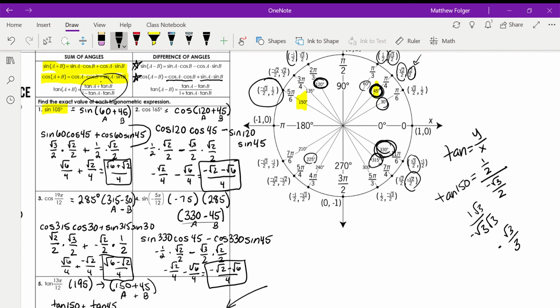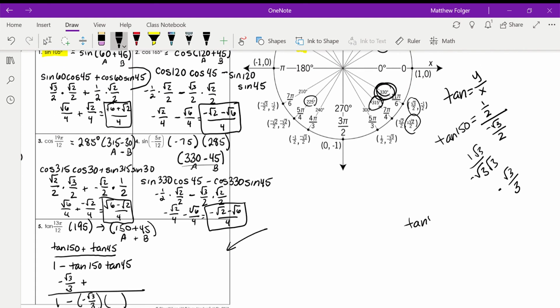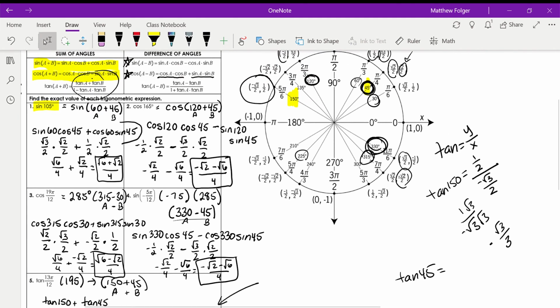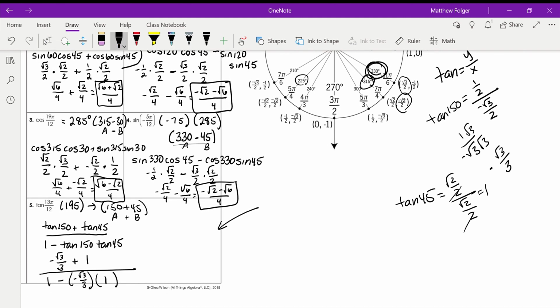So let's plug that into all the tan 150s here. So negative square root of 3 over 3 plus, and then we don't know tan of 45 yet, but 1 minus negative square root of 3 over 3 times, and then we just got to figure out what tan of 45 is to plug in here and here. So tan of 45, let's do y over x for 45. Square root of 2 over 2 over square root of 2 over 2. This one actually works out quite nicely because that's just 1, right? Those go away. Square root of 2 over 2 is 1. So this is plus 1, and then that times 1.